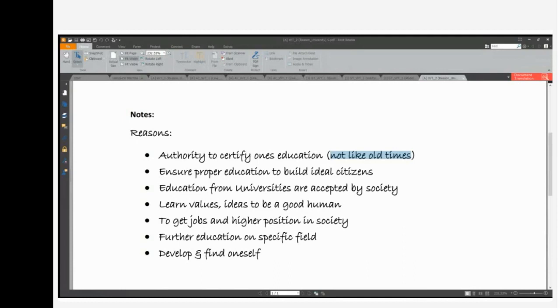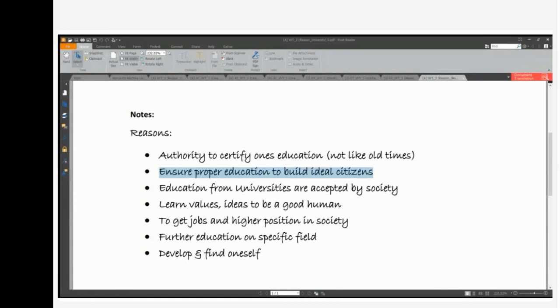The second point is to ensure proper education to build ideal citizens. Now, this is pretty interesting because a society requires educated citizens, so that it can make good decisions and have a better future. So all these things can be done from a proper education point of view, and which can be received in a university or an institution or college.